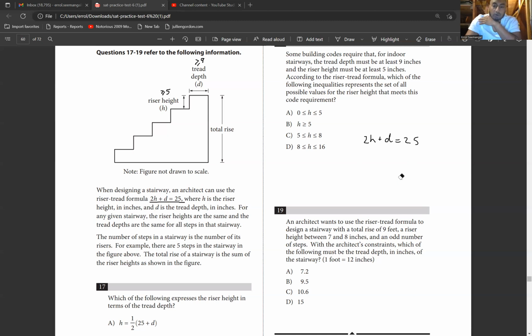Okay, so going back. What do we do here? If H is at least, oh no, D. We've got to plug in that. If we plug in 9 right here, let's see what we get. 2H equals 25 minus 9, which is 16. H is 8. Okay, so that's that one. How would we get this one though?